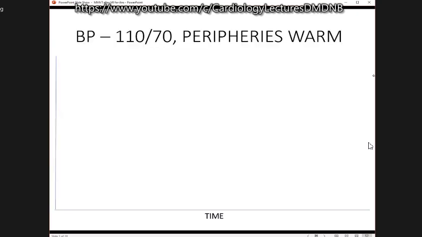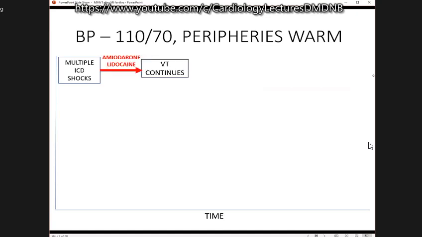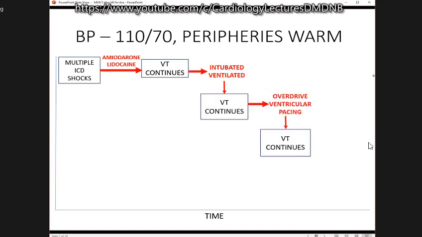This patient had a blood pressure of 110/70 and initially the peripheries were warm. The patient presented with multiple ICD shocks, so it was an electrical storm. We tried IV amiodarone and IV lidocaine. Still VT persisted. The patient was anesthetized and ventilated. Still the VT persisted.